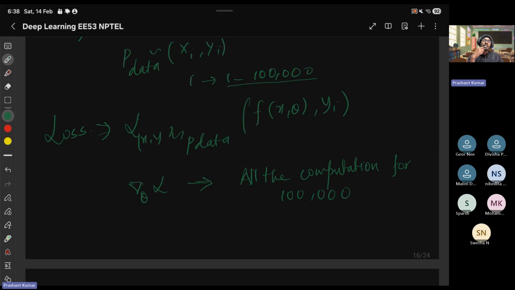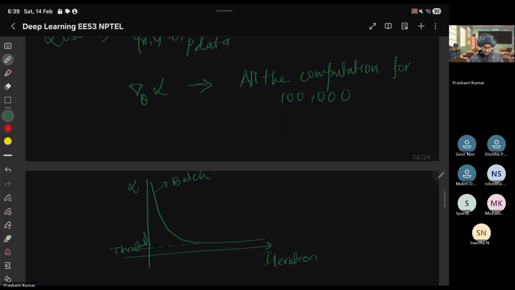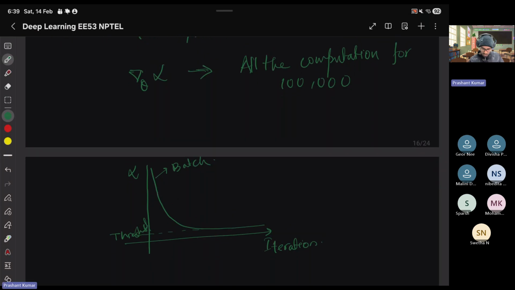However, since you are taking the mean over all the 100,000, the gradient is going to be much smoother, in the sense that the L versus epoch, or iteration, let's call it iteration for now, is going to look very smooth. And this is the threshold value below which it will never go down. This is for the batch. So you are getting a smooth loss versus epoch graph, but you are incurring a lot of computation in each iteration.